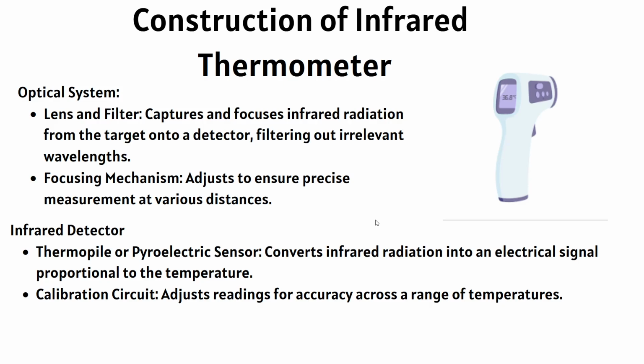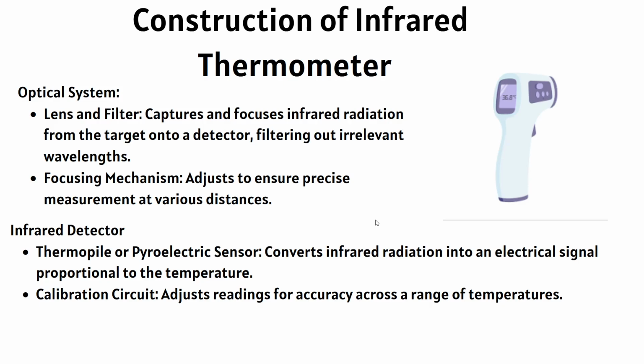The construction mainly consists of a lens, infrared sensor, signal processor, display, battery, laser pointer, and most important, the infrared detector. The lens focuses the infrared radiation from the object onto the detector. The quality of the lens determines the accuracy of the measurement.